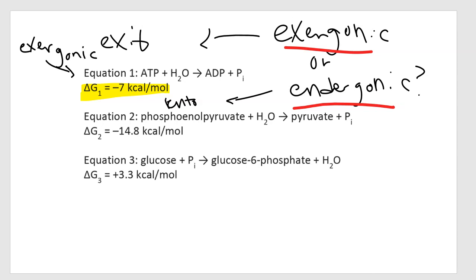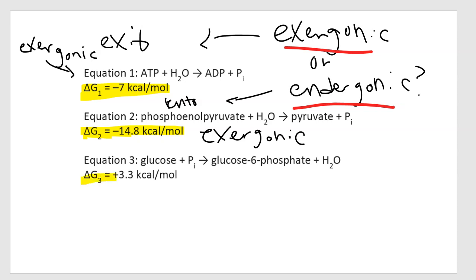Okay, now let's look at the delta G for equation 2. Look at delta G for equation 2, negative 14.8. So it's negative again. The negative sign implies that energy is leaving the system. Therefore, equation 2 is also an exergonic reaction.